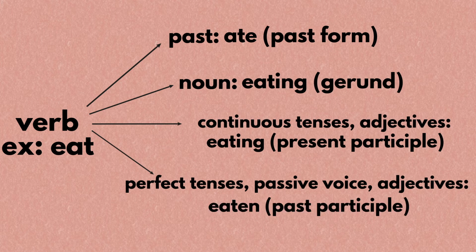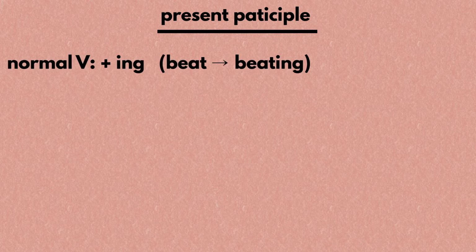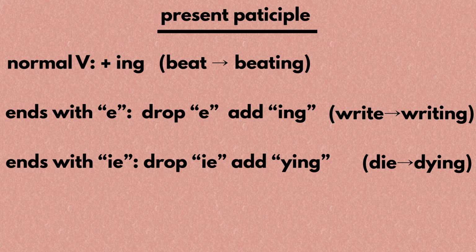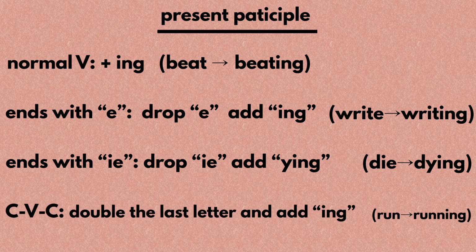Since we're talking about the present continuous tense, we're interested in this guy. So, how do we make a present participle? The dictionary tells us how to make one. Usually, you add ing after the verb. There are some exceptions though. If the word ends with an e, drop e and add ing. If the word ends with an ie, drop ie and add ying. Lastly, if you have a verb whose structure is consonant, vowel, consonant, double the last letter and add ing.